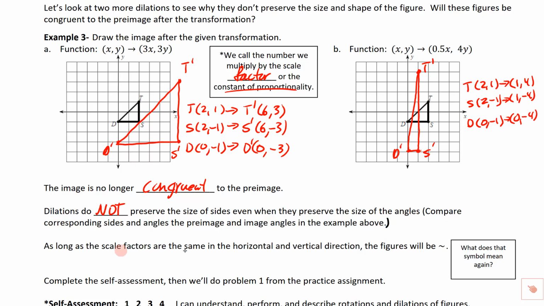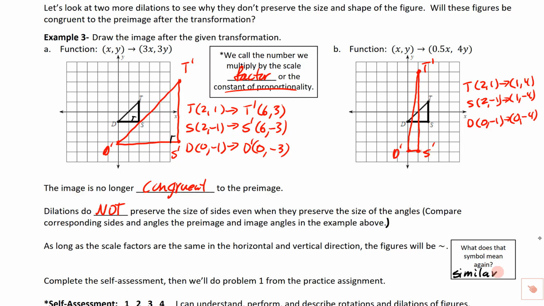Now, as long as the scale factors are the same in the horizontal and vertical direction, the figures will be similar. So you'll notice on this one right here, we had a different scale factor in the horizontal x direction than we did in the vertical y direction. These two triangles really have nothing to do with each other as far as size and shape goes, but these two triangles do. These have angles that are all the same, like this is still a right angle here and that's a right angle there. So this one is similar, okay? So the figures will still be similar as long as the scale factor is the same in each direction. So again, that symbol means similar, okay?